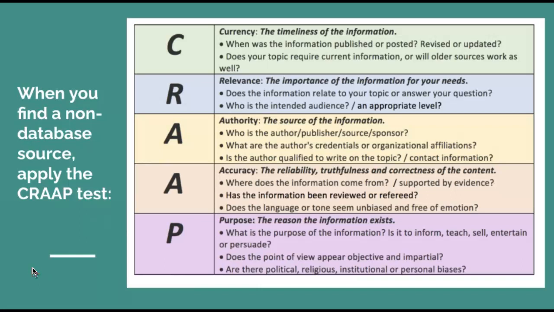Make sure that the purpose is to either inform or to teach. Consider a double check on anything that is to persuade. It might be okay, but take another look at it. Anything that's selling you something is not an accurate source. This is not a good source to use in English 102. And again, look at that bias again. Are there political, religious, or institutional biases there?